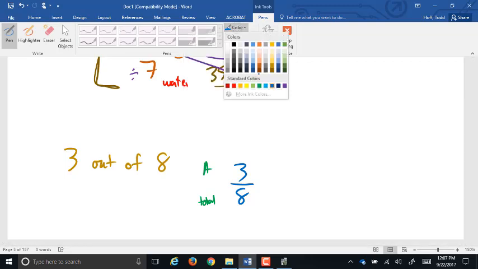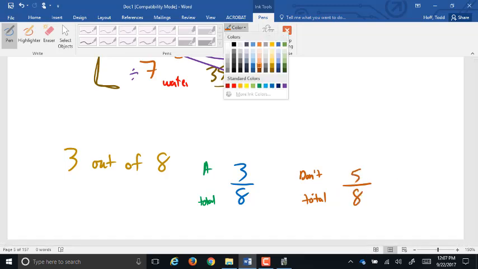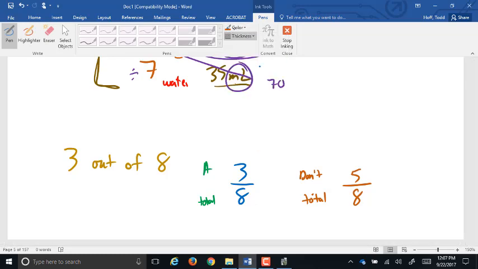There's a second ratio implied in that. If 3 out of 8 get an A, how many don't get an A? 5 out of 8. The other piece. These are called complements.